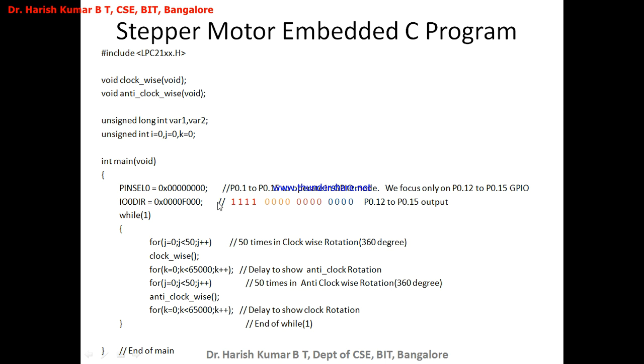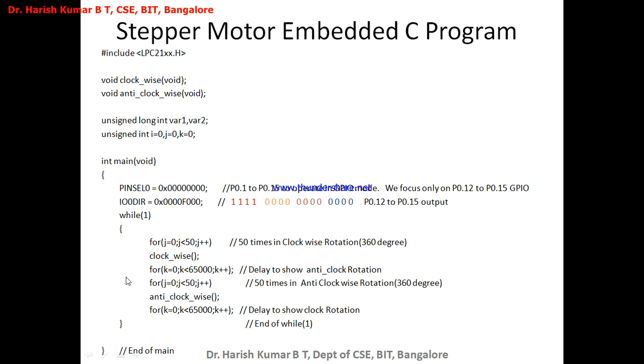Hence I am assigning 111 to this port bit, the 12th bit, 13th bit, 14th bit and 15th bit of IO0DIR are made as 1, and this will make the corresponding port pins P0.12 to P0.15 act as output pins. So that is what we made here.